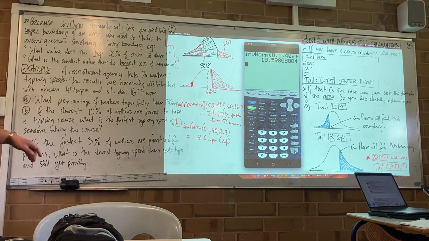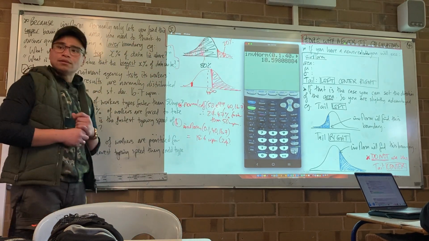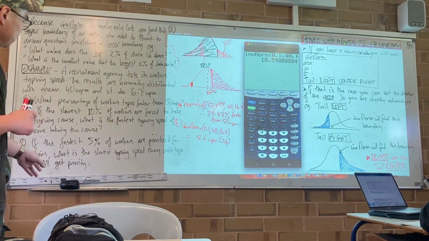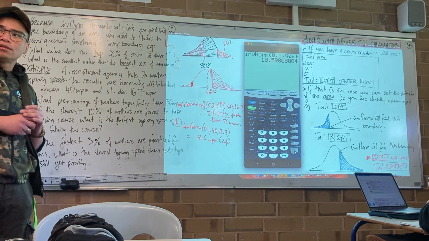Last question, if the fastest 5% of workers are prioritized, so they get jobs, they get placements because they're so fast, what is the slowest you can type and still be in the top 5%? So this is the opposite situation. Does my tool allow me to color in to the right? What have we established here? It doesn't work that way. So what percentage is below the top 5%?